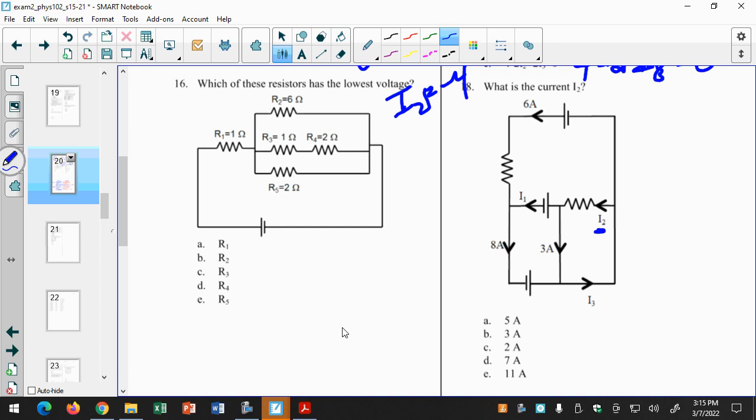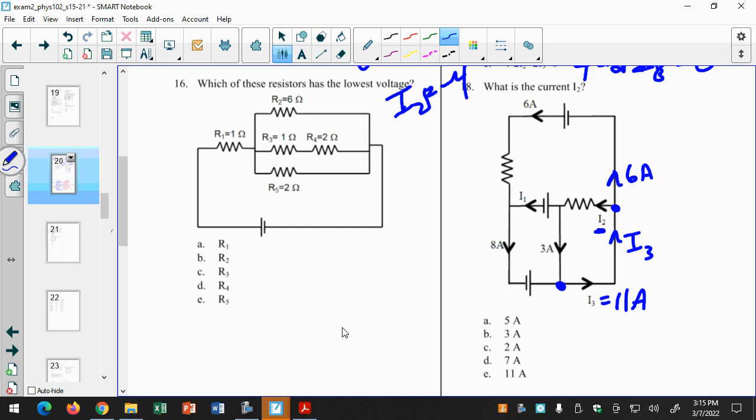Now, if I can know all the currents for this junction, that is, I have a current I3 coming into that junction, I have a current 6 amps going out. If I knew what I3 was, then I could figure out what I2 was, right? Well, can I figure out what I3 is? I go back in the circuit a little bit, and I look at this junction, and I can figure out what I3 is, because I have 3 amps going in, 8 amps going in. That means that I3 is equal to 11 amps.